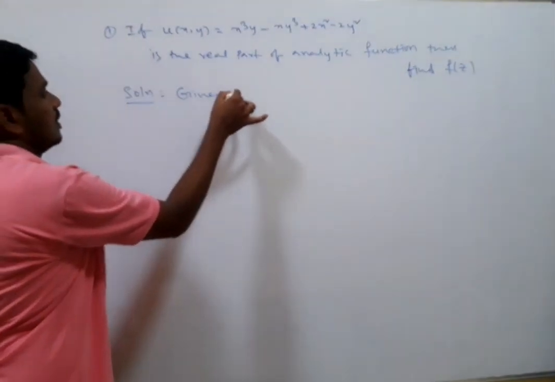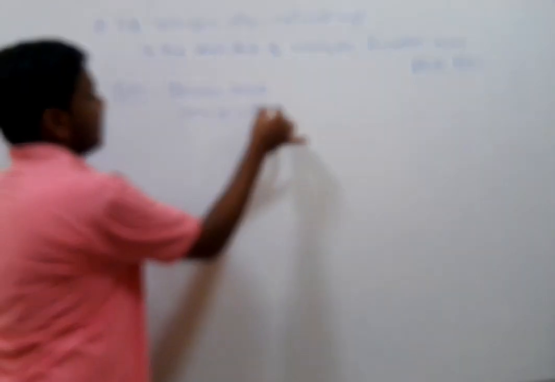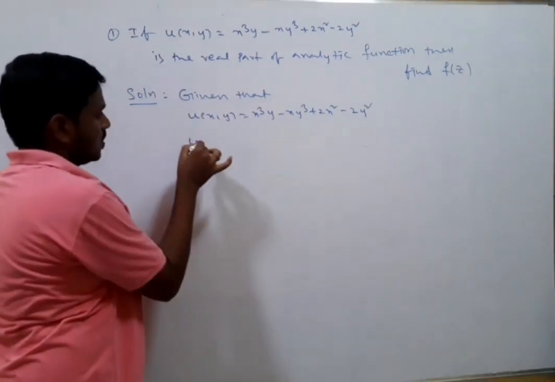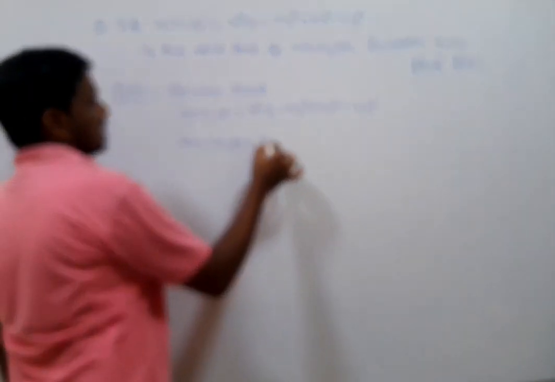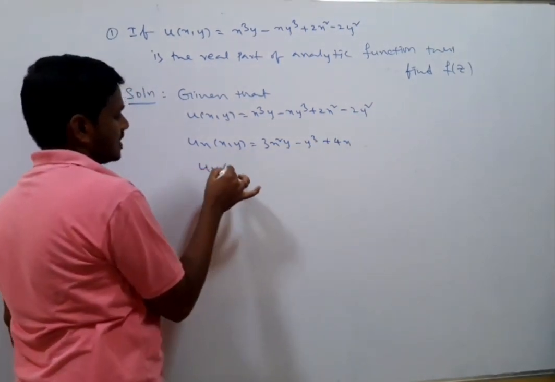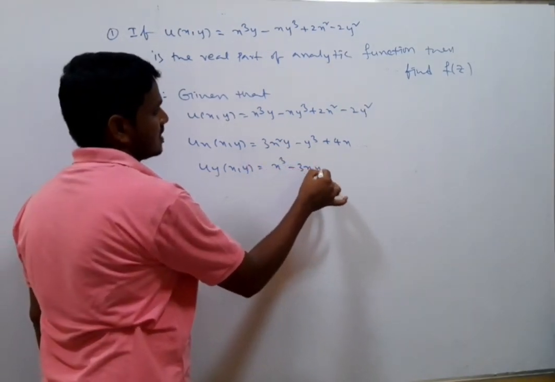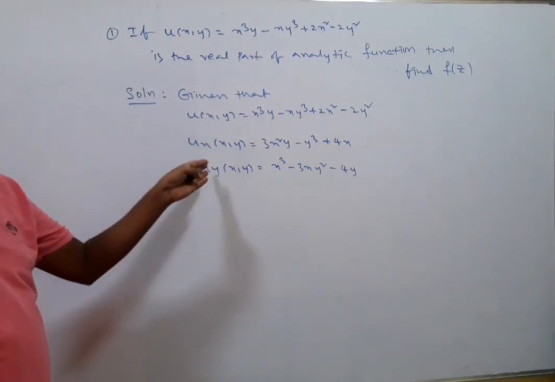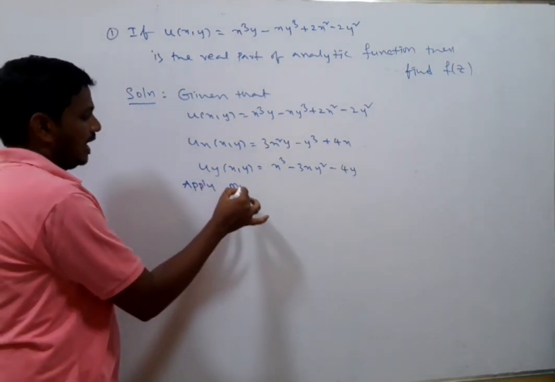given that u of x comma y is equal to x cube y minus x y cube plus 2x square minus 2y square, that implies ux of x comma y is equal to, differentiating partially with respect to x, 3x square y minus y cube plus 4x. Uy of x comma y is equal to, partially with respect to y, x cube minus 3x y square minus 4y. Is it clear? From the given u of x comma y we have ux of x comma y and uy of x comma y. Apply the Milne-Thomson method.